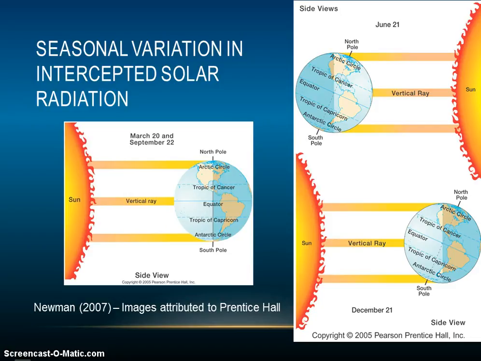Solar radiation falls directly on the equator during the vernal equinox and autumnal equinox, which is depicted in the figure to the left. Solar radiation falls directly on the Tropic of Cancer, which is at 23.5 degrees north latitude during the summer solstice, shown in the top right image. Solar radiation falls directly on the Tropic of Capricorn, which is at 23.5 degrees south latitude during the winter solstice, shown in the lower right image.